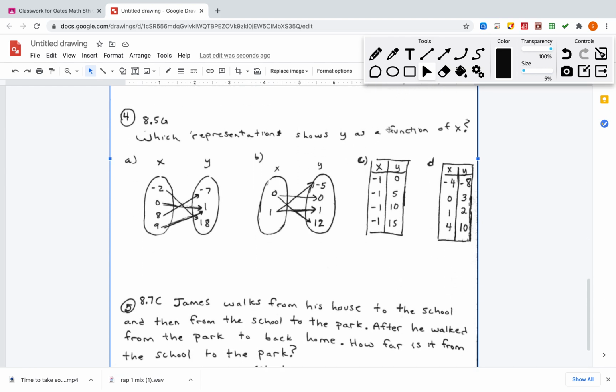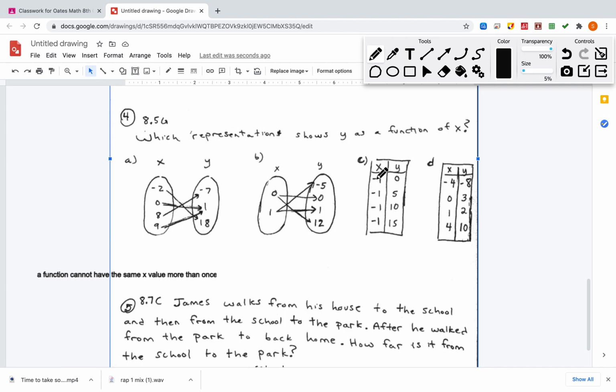Which representation shows y as a function of x? Or in other words, which one of these is a function? So in order to find out a function, we have to know what a function is. Okay, we should have this memorized. A function cannot have the same x value more than once. So we're not even worried about the y value at all. We're just worried about the x.